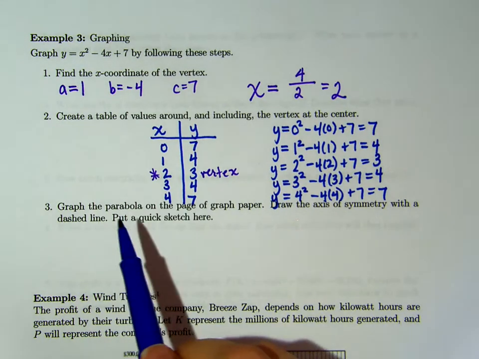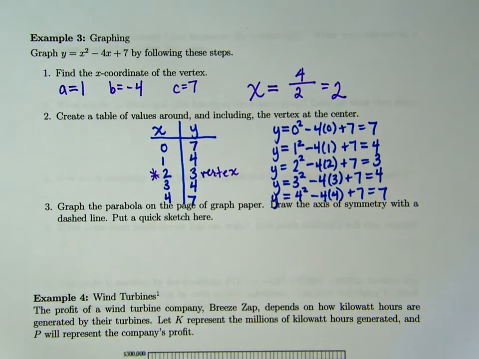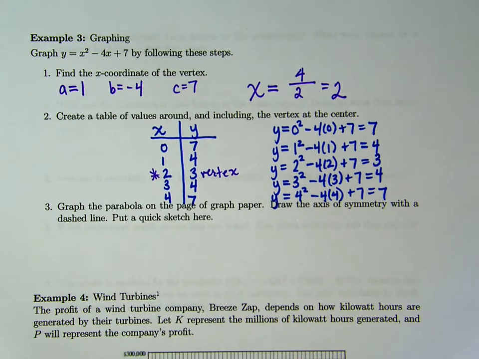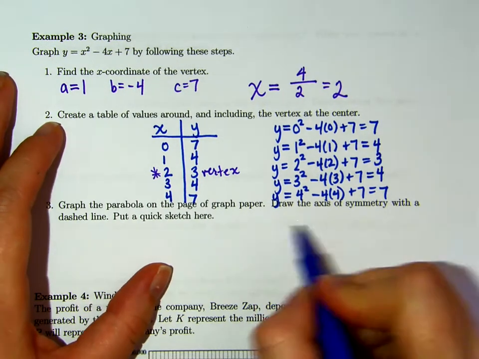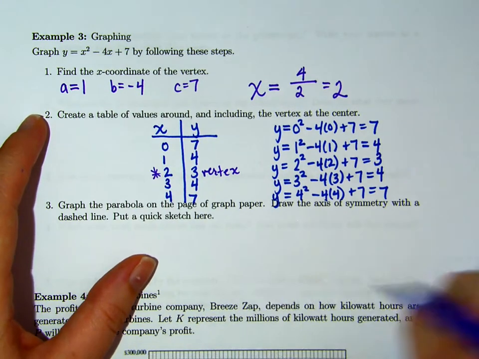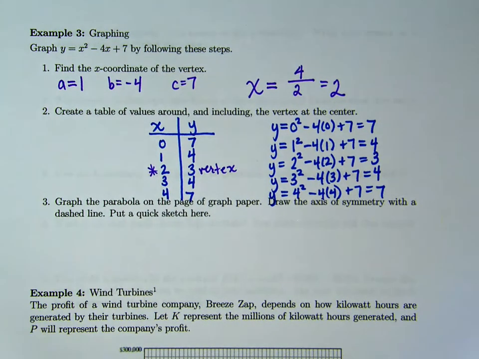Nice. Graph the parabola on the page of graph paper. Oh boy. I don't believe I printed any graph paper. Draw the axis of symmetry with a dashed line and put it here. Uh-oh. Okay. I'm going to do this by hand because I did not print myself a page of graph paper because I forgot to. So hopefully you will.